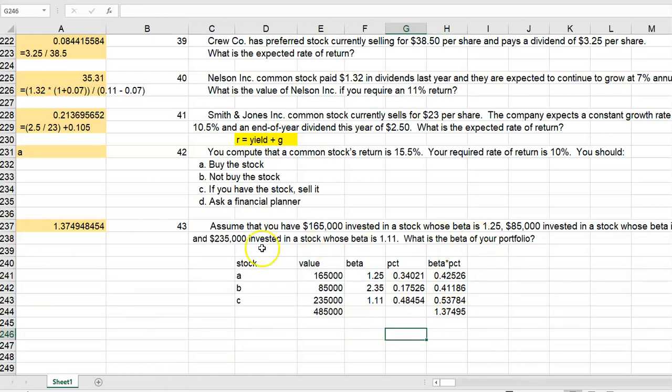Anytime you want to do this, you always do weighted things. It's just like doing your expected return where you have the probabilities. And we're going to do more of these. You'll find other cases where you have to do weighted averages.